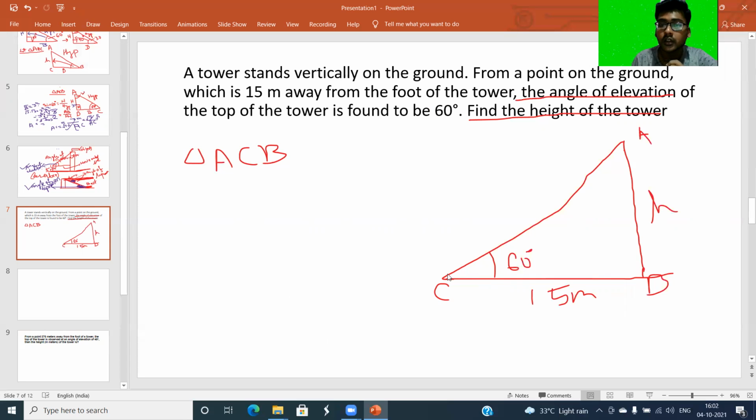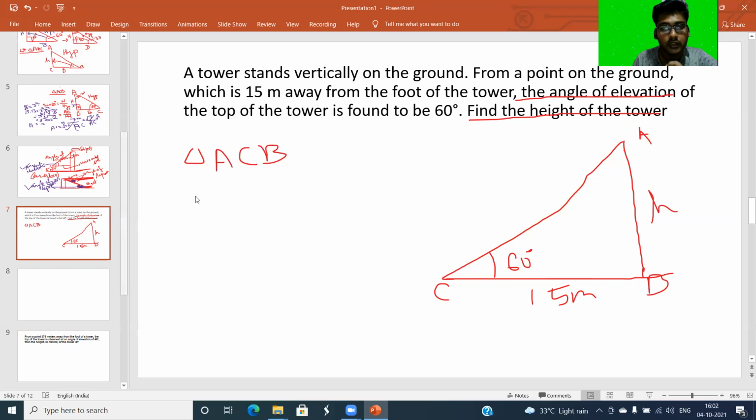Why? Sine 60 degree means root 3 by 2 is equal to sine, matlab, height divided by hypotenuse. Okay, height divided by hypotenuse. But in this question, the base is given, 15 meter. Tan, what is tan? Tan means height by base.